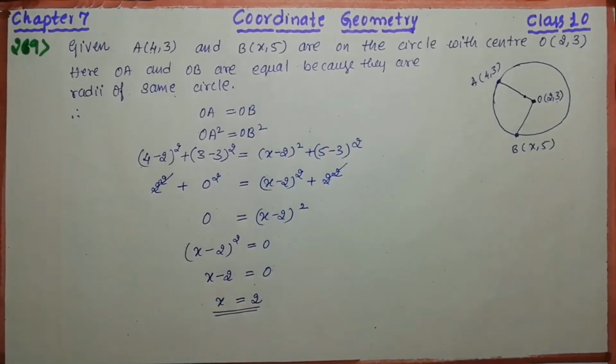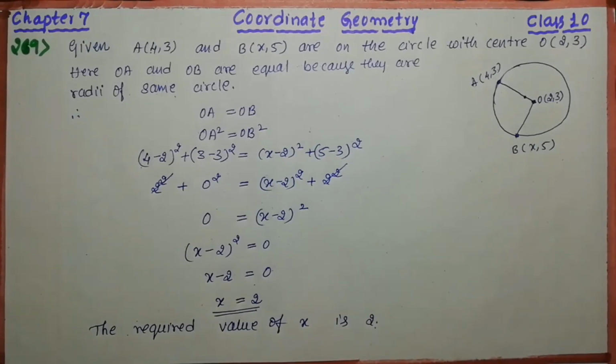Here you must get only one solution for x. You will not get two different values for x. Remember, you must get only a single value. So the required value of x is 2. Write in the conclusion: the required value of x is 2.